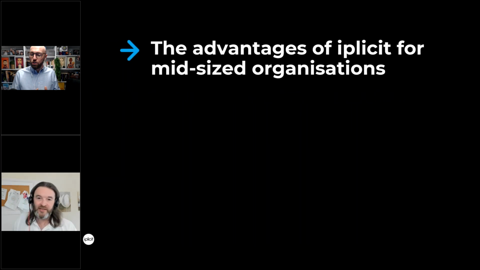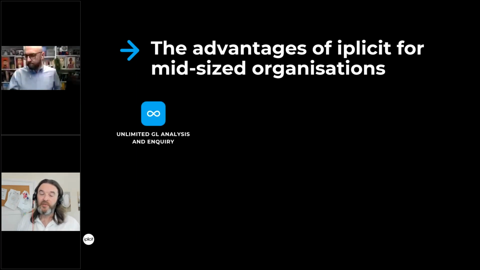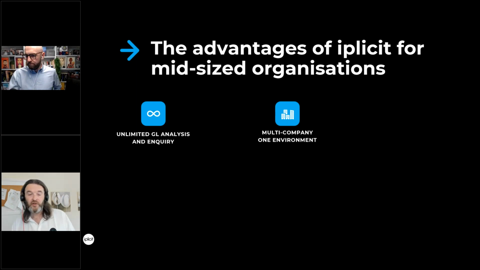So some of the advantages of iplicit for mid-sized organisations. One of the things that we decided when we started designing and building iplicit was to have a system with an unlimited level of general ledger analysis. And lots of our customers, either currently or they're planning in the future to have more than one legal entity, more than one company. So we designed iplicit with a multi-company environment in mind. So you've got one system with all of the entities within the organisation.